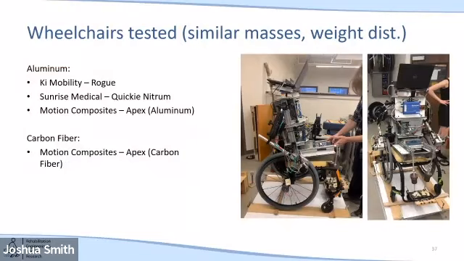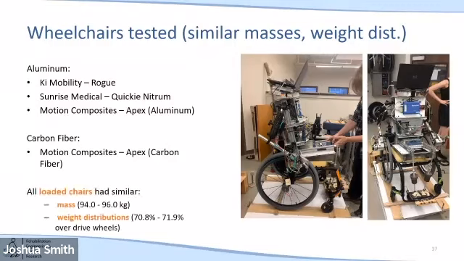We chose a Kee Rogue, a Quickie Nitrum, and a Motion Composites Apex A for our aluminum frames, and 1 carbon fiber frame, Motion Composites Apex C. Each one we placed the robot on identically. Same components, same drive wheels, casters, tires. The mass was fairly similar across all of the loaded configurations, and the weight distribution, sometimes we had to shift some weights within the robot to get that weight distribution to be about 70% over the rear axle. But for the most part, we didn't ever add any weights to the system. So this mass range is exactly what we measured.